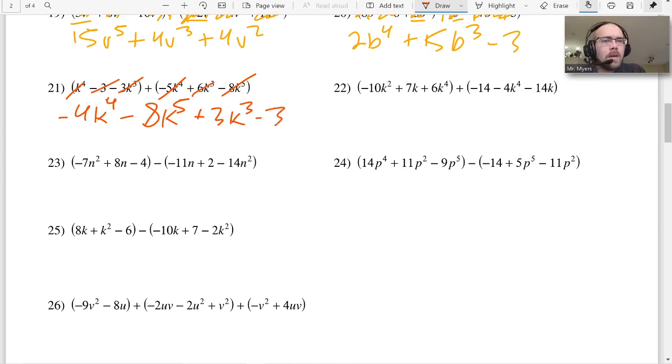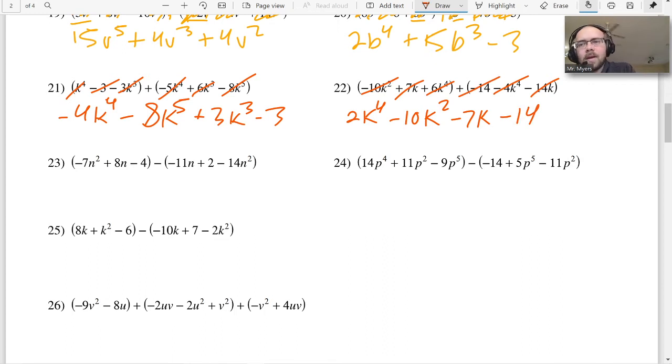Right? Cool. All right, largest power is 4. So 6 minus 4 is 2k4. Boom, boom. Then a k2. I've only got one k2. Minus 10k2. And then I've got 2k's. Minus 7k. Boom, boom. And then a minus 14. Boom, done. Okay, next we've got, now there's a negative.